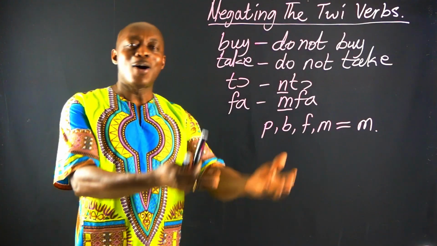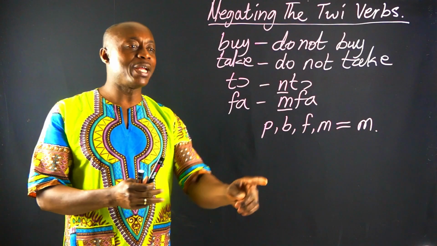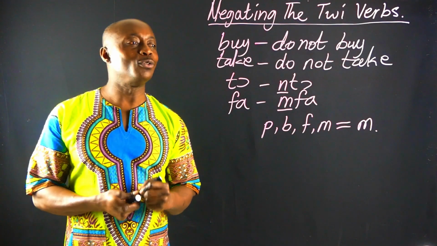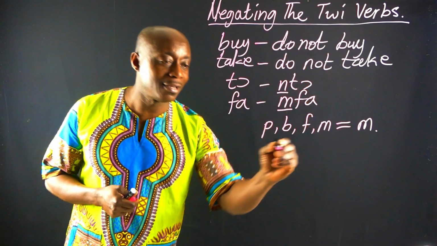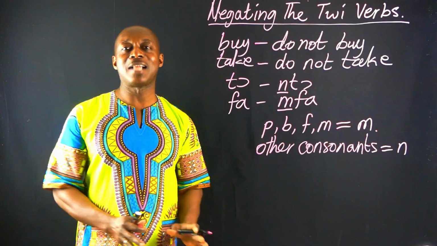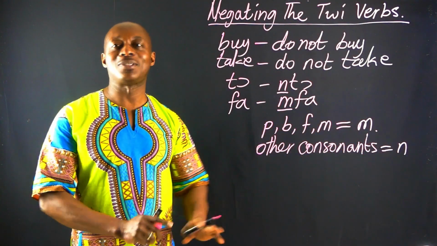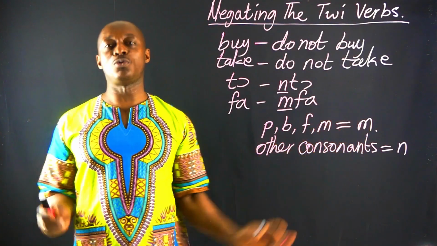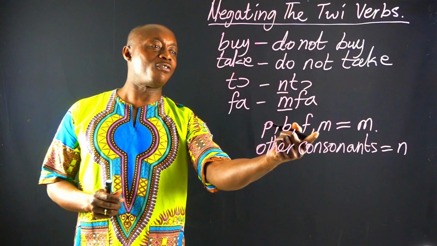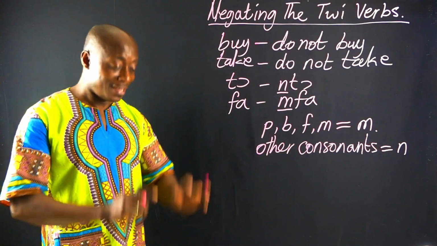This means that all other Twi verbs that do not begin with any of these but other consonants, then you prefix them with N. Other consonants, you have to prefix them with N, and they will become negative. These are the two rules. We have two other sub-rules, one for this one, and another for this one. And that's all.